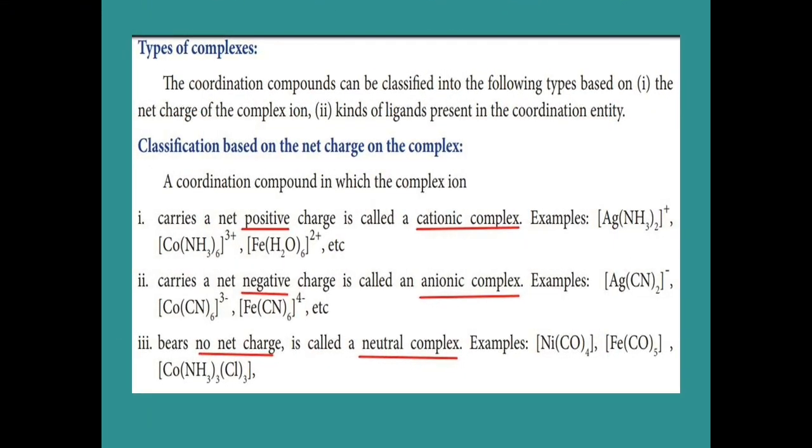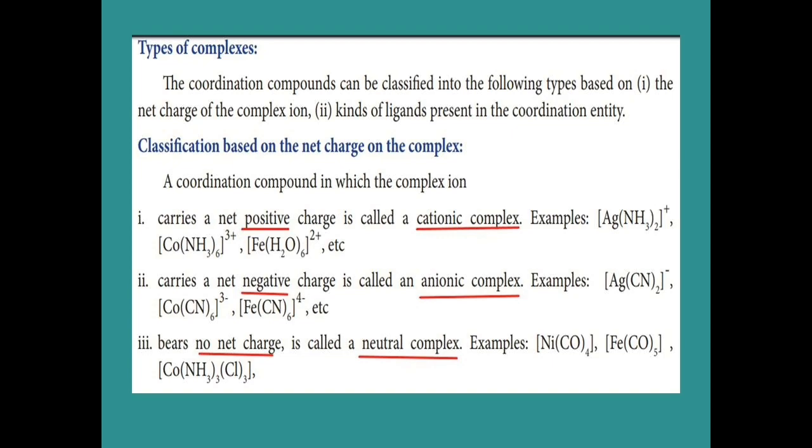Types of complexes. Based on the net charge of the complex ion and the kinds of ligands present in the coordination entity, the complexes are classified into two types. First, based on the net charge, they are classified into three types. One is the cationic complex. If the net charge is positive, it is called a cationic complex. See the examples: in all of them, the superscript above the square bracket has positive charges only, so these complexes are called cationic complexes.